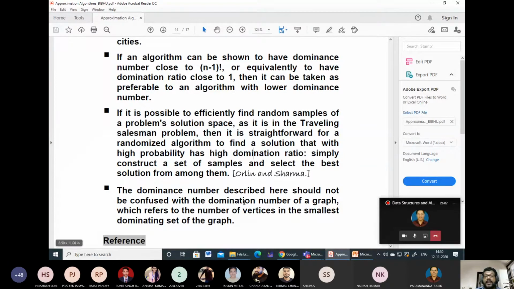So if it is possible to find a random sample of the problem's solution space, as in the traveling salesperson problem, then it is straightforward for a randomized algorithm to find a solution with high probability and high dominance ratio. Sometimes when we compare approximation and randomization, this is one way to compare, where you fix the first three and only alter the remaining three cities. That reduces the (n minus 1) factorial with a guarantee that you will find a solution. So the sample space is selected by applying certain restrictions.